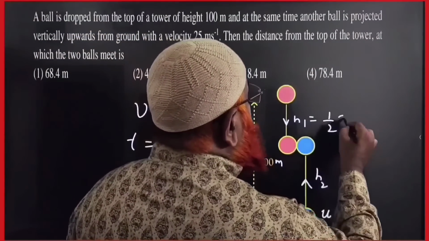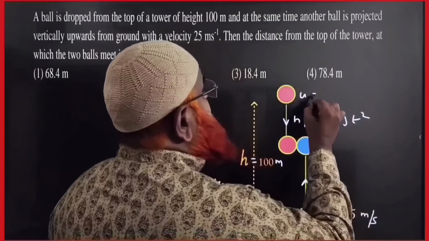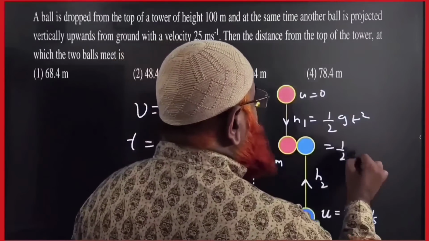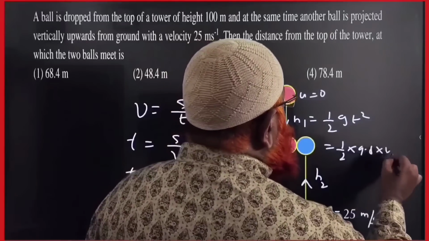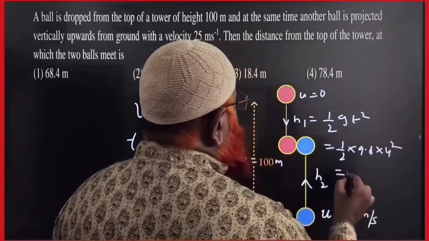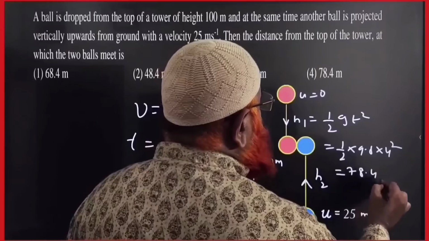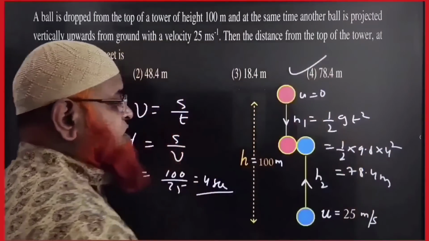h1 is nothing but half gt square, because u is going to be 0. Therefore, half into 9.8 into 4 square is going to give you approximately 78.4 meters. So this is going to be your answer.